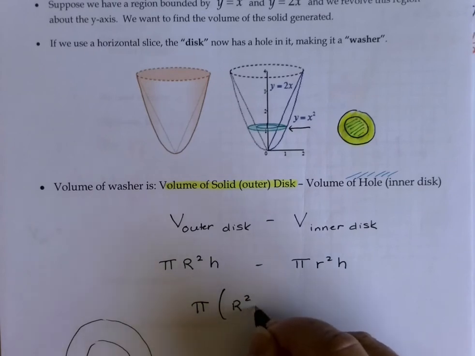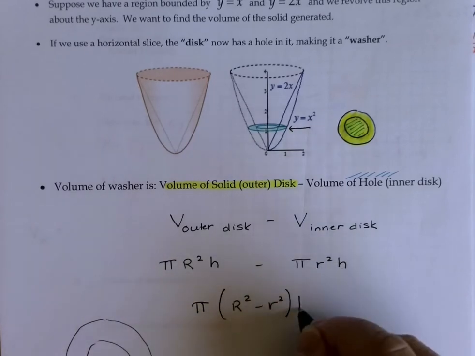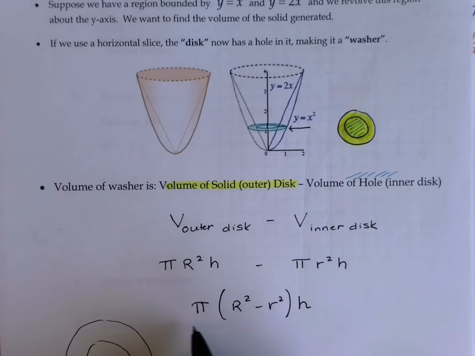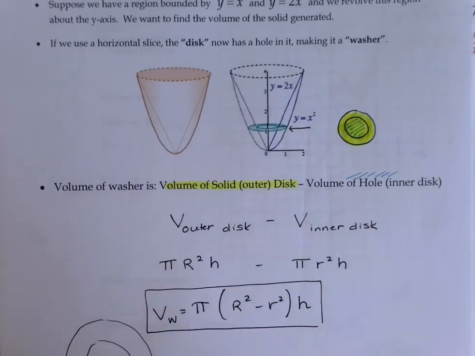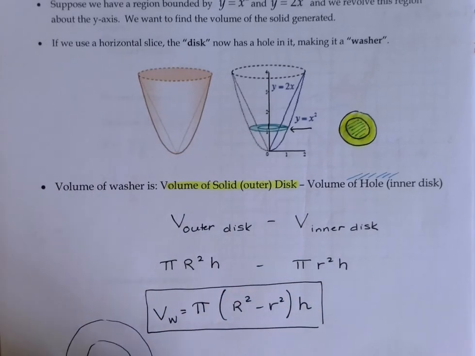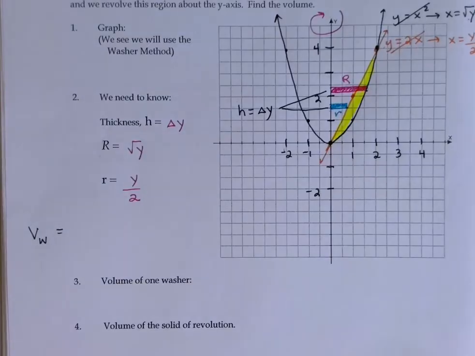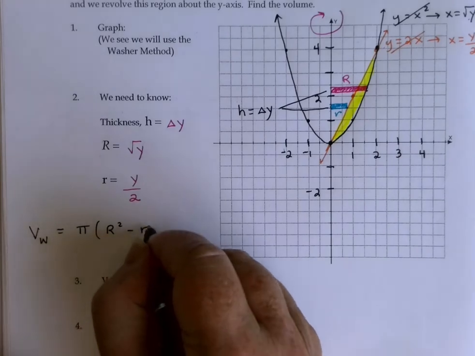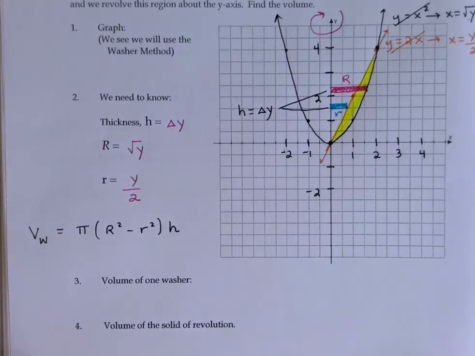Call this capital R squared minus little r squared, and then also factor out the h. I know I put one in the front and one in the back. That's because the h is usually the delta x or the delta y. It becomes the differential, so it just kind of makes sense to write it that way. So this is the equation that I will be using for the volume of the washer in the factored form. So again, pi, capital R squared minus little r squared times h.